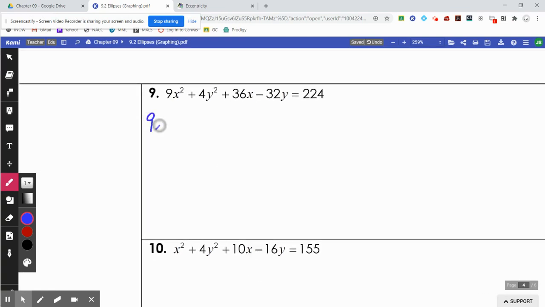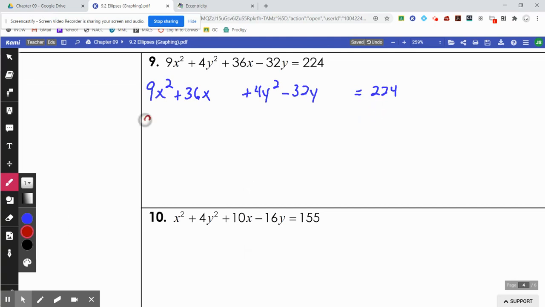Group your x's. So you have 9x squared plus 36x. You can leave a space. Plus 4y squared minus 32y. You can leave a space, equals 224. If there's a number in front of the x squared or y squared, it must be factored out to get this to fall out right.